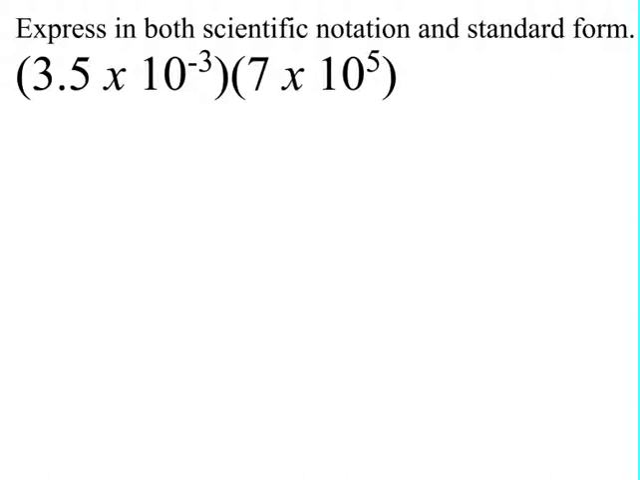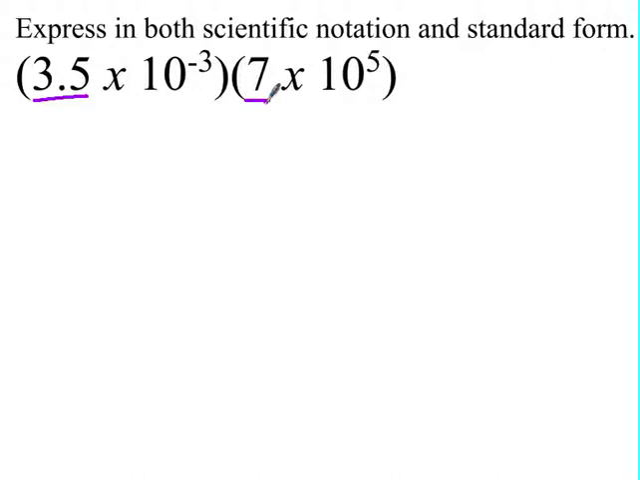Now what we're going to do is look at what happens when you multiply numbers with scientific notation. Okay, so it says express in both scientific notation and standard form. So I've got 3.5 times 10 to the negative 3rd and 7 times 10 to the 5th. So I'm looking for scientific notation and standard form. So this is what we're going to do. Okay? I am going to multiply 3.5 and 7.